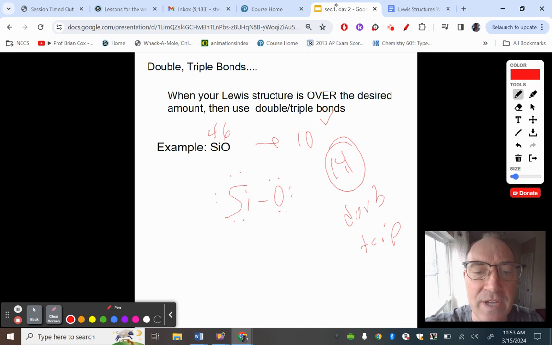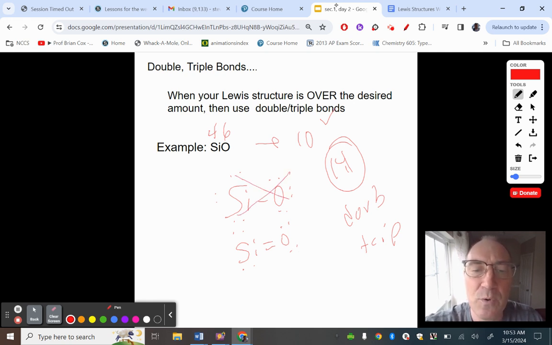So let me show you guys what you do to add. Everybody still has to have 8. So you're going to put a double bond in. But now when I put the unshared pairs in, I'm only putting 2, 4, 6, 8. Do you see how I have to reduce the number down? I can't put 3 unshared pairs around there because I'd be over 8. All right, so this one's bad.